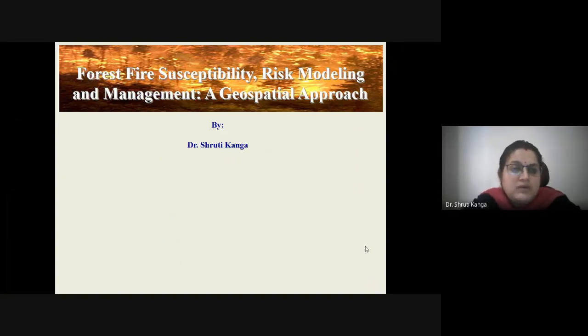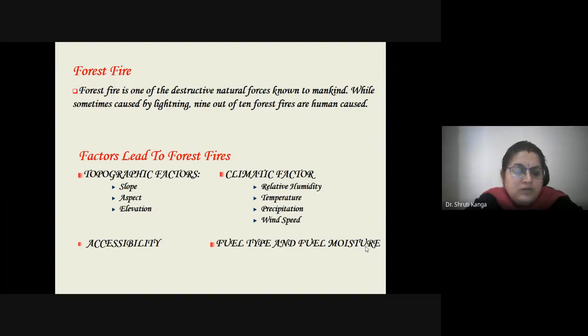So in our previous lecture we tried to cover what forest fire is, and how many factors influence or lead to these kinds of forest fire activities. We categorized these factors into four classes, which include topographical, climate and accessibility to various things, and then fuel type and fuel moisture, under which we studied various sub factors also.